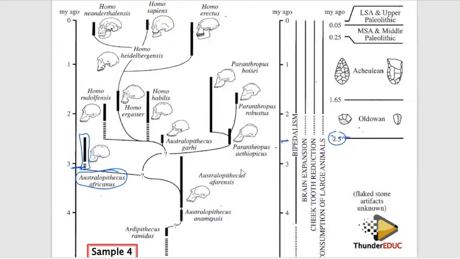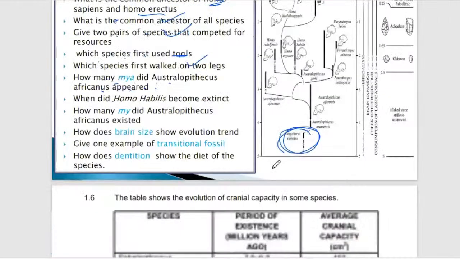Maybe it is 3.2. Remember, the 0 is this side, so you count going downwards. You count from 0. Maybe it is 3.2 million years ago.